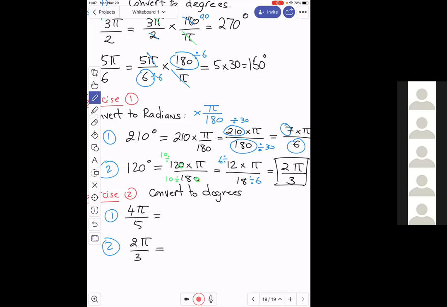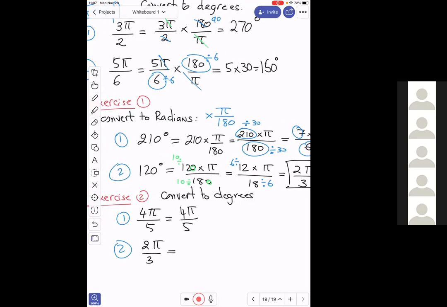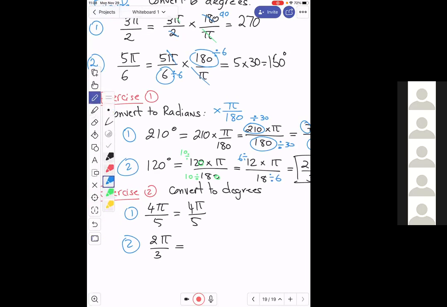Now for number 2, 4 pi over 5. We need to convert to degrees, so we need to multiply by 180 over pi.